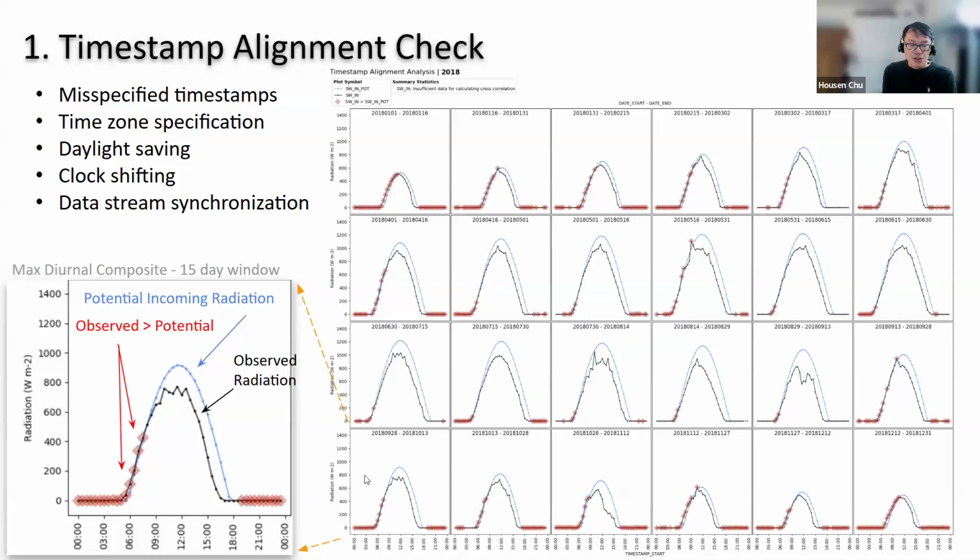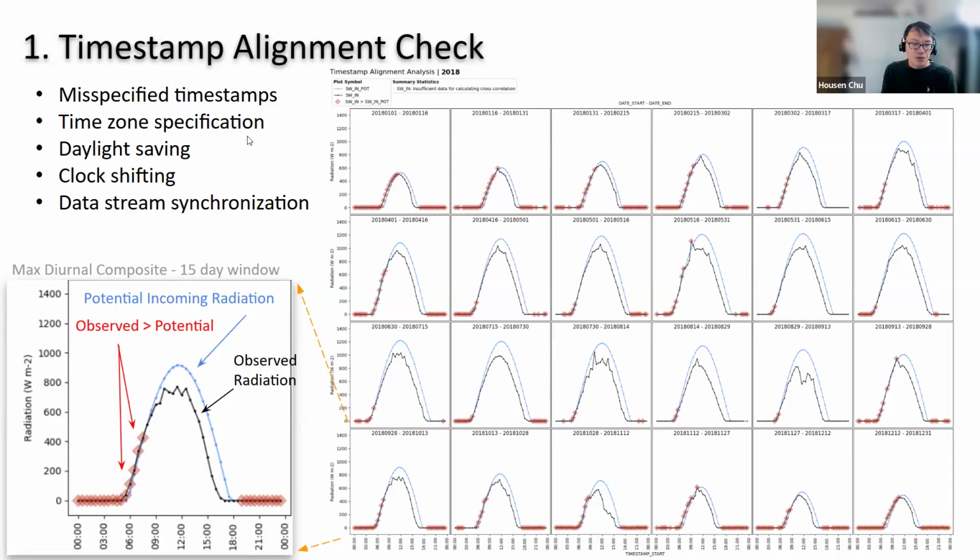This case gives you an example of a potential issue identified for this site. Again, let's zoom in on this one. The sunrise starts earlier in this case, and the sunset is also earlier. All the points larger than the potential incoming radiation will be flagged, in this case the red ones. We also do a cross correlation between the two time series to determine the lag, to give you an idea that the timestamp can be an issue in this case.